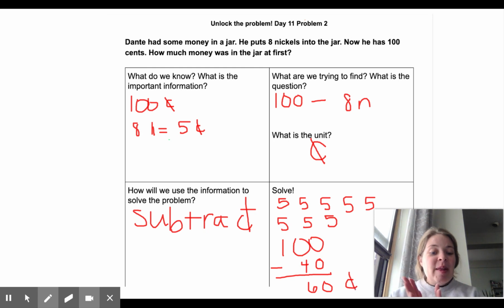But the problem is not done. Below this problem, it says, write a statement to answer the question. So now, second graders, you need to write a statement that answers how much money was in the jar at first. You could say, there were 60 cents in the jar at first. But you need to write a statement. When you're done, send the picture to your teacher. I can't wait to see your work.